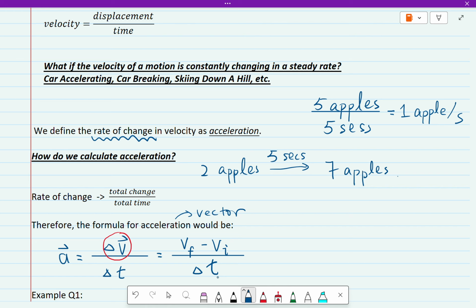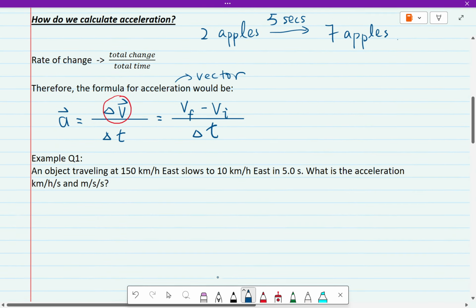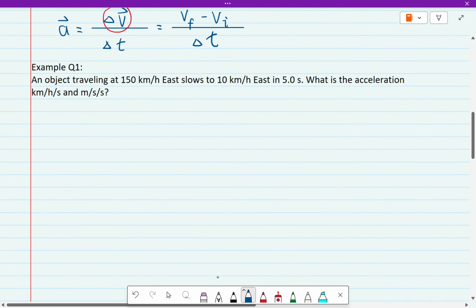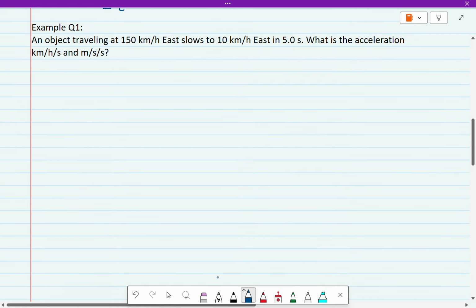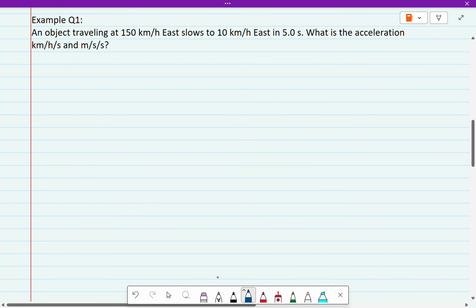Let's take a look at a few example questions to see how we can apply this formula and manipulate these variables in different scenarios. Example question 1. An object traveling at 150 km per hour east slows to 10 km per hour east in 5 seconds. What is the acceleration in kilometer per hour per second and meter per second squared?